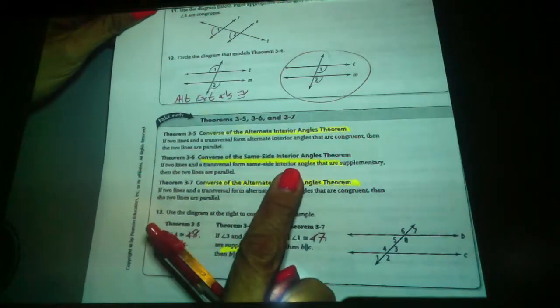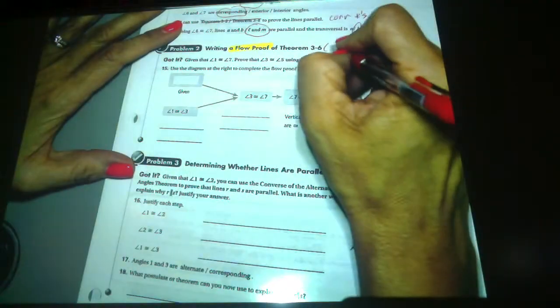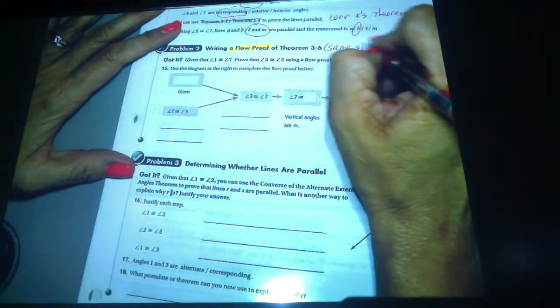Okay. So you're going to be introduced to something called a flow-through proof. It's more of diagramming. A lot of businesses use flow-through analysis. And theorem 3.6. So if you look back here for theorem 3.6, we are doing same side interior angles. You might want to put that on here. Same side interior angles.